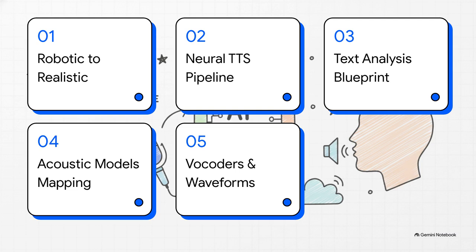First, from robotic to realistic. Second, the neural TTS pipeline. Third, text analysis, the blueprint. Fourth, acoustic models, mapping sound. And finally, vocoders, generating the waveform.